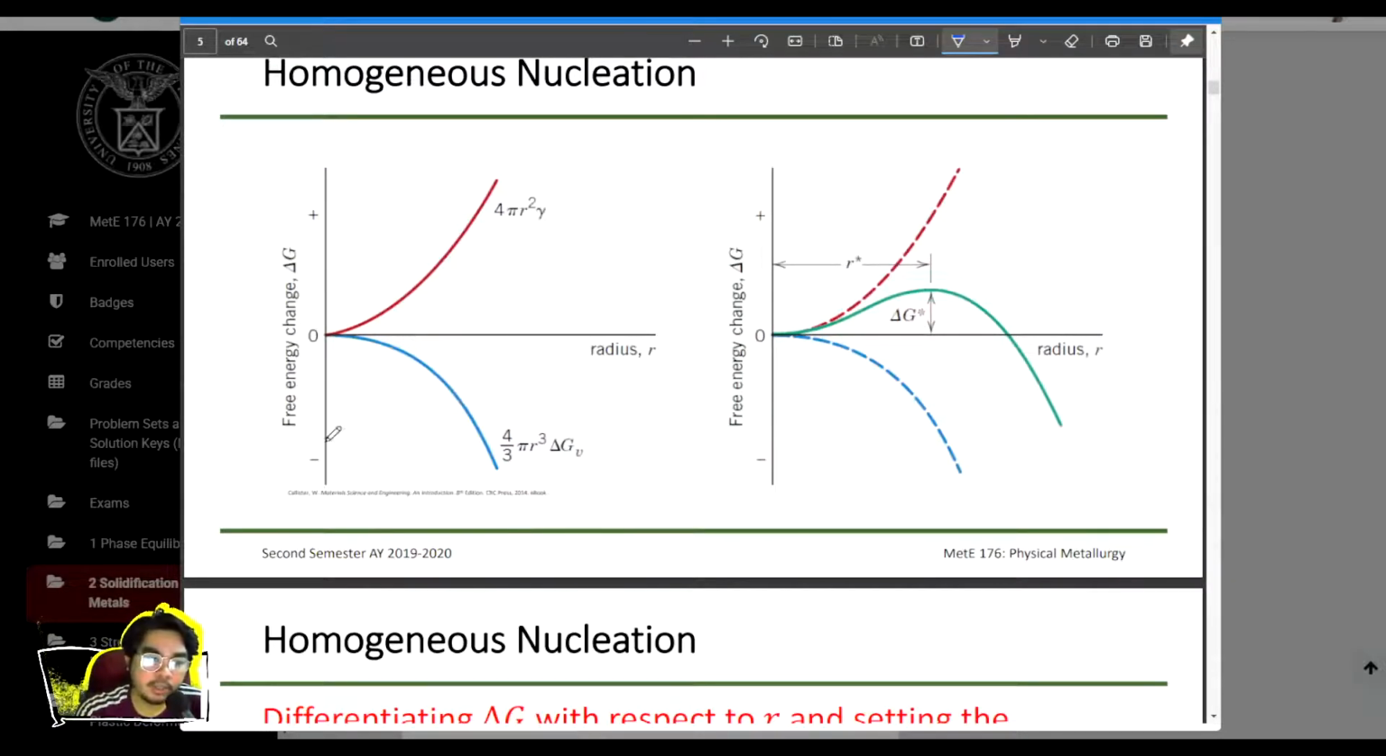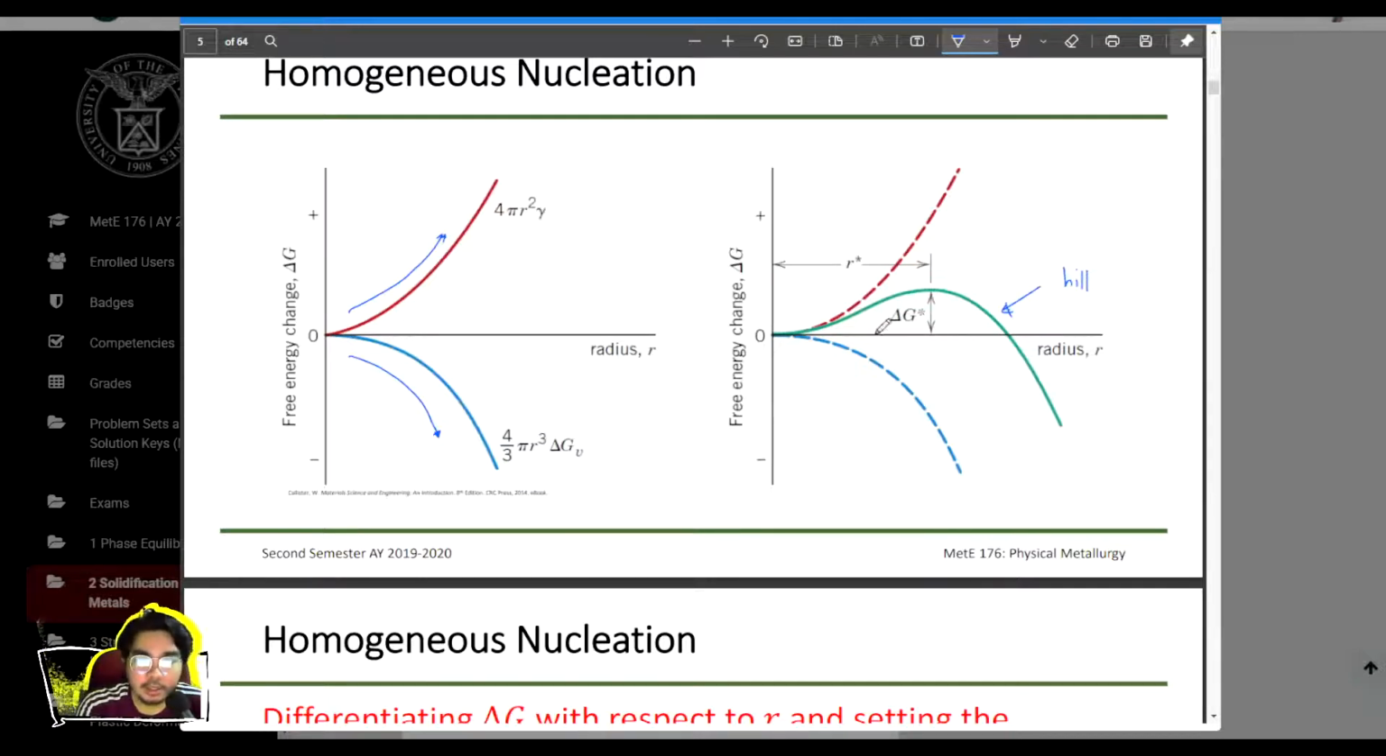Wherein you plot free energy versus the radius. And you will find out that, again, the surface free energy, itong red line na to, increases the overall value. Pero the volume free energy decreases the overall value. So if you get the sum of these two, itong yung total, you will get a graph that looks like this, no? And you'll notice, para siyang, this is a hill, no?